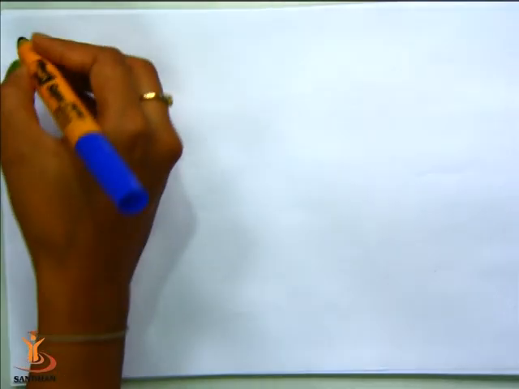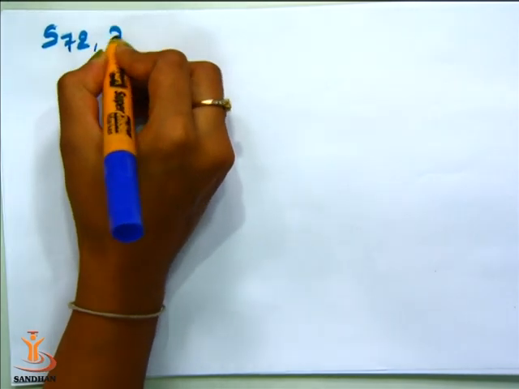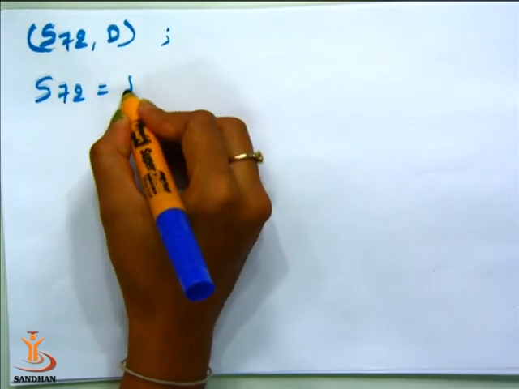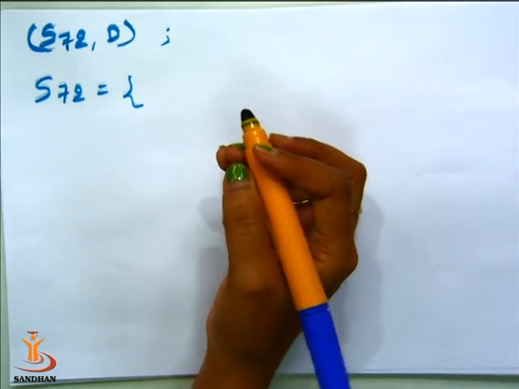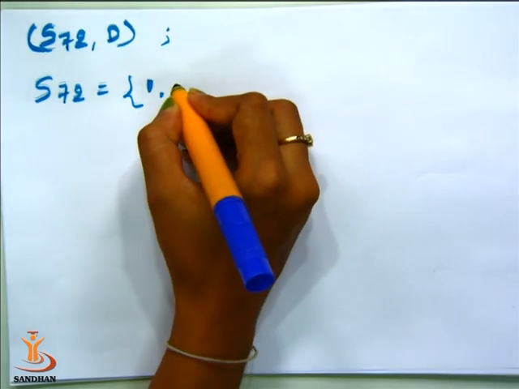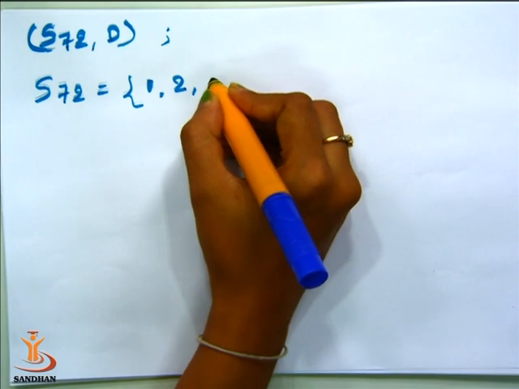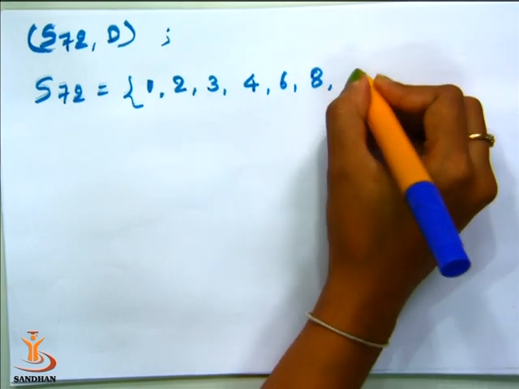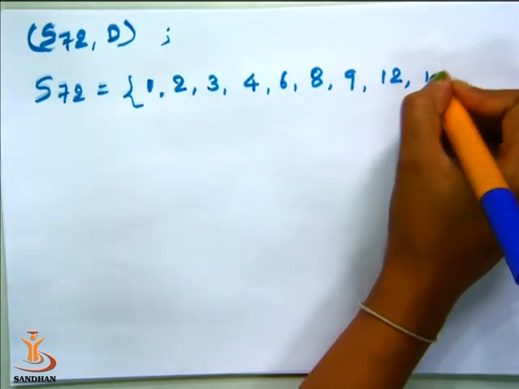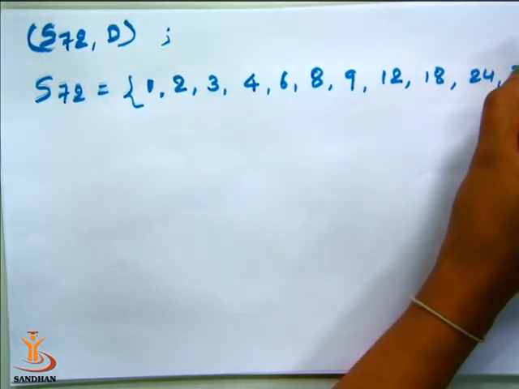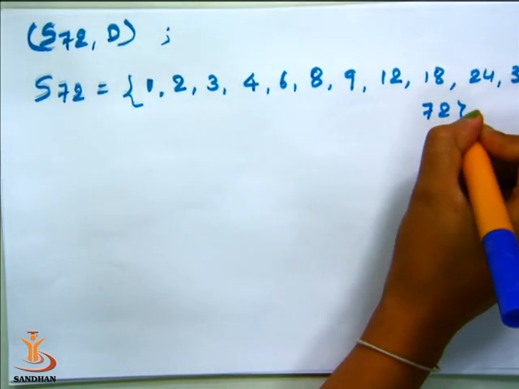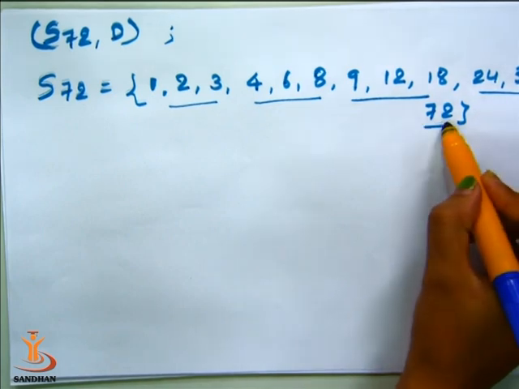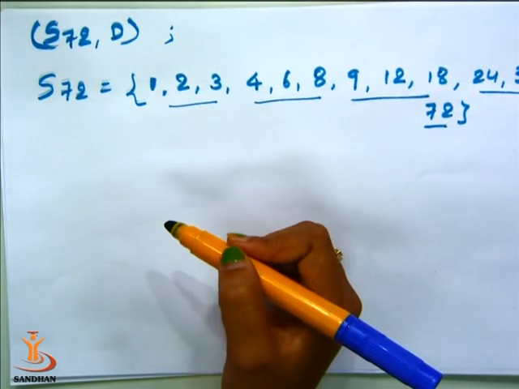So the next example is S72, where S72 is the set of all divisors of 72. So 1 divides 72, okay, then 2 divides 72, 3 divides 72, 4, 6, 8, 9, 12, 18, 24, 36 and 72. So we have a total of 12 divisors of 72 here.